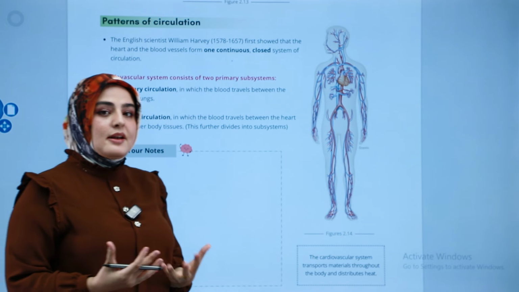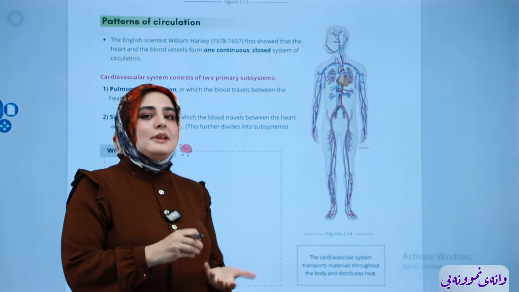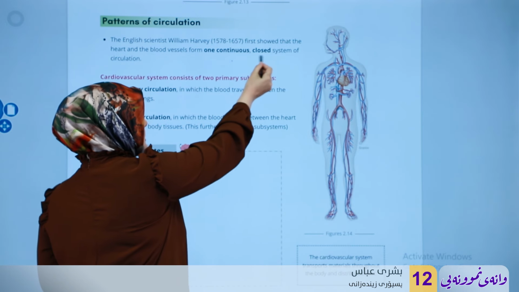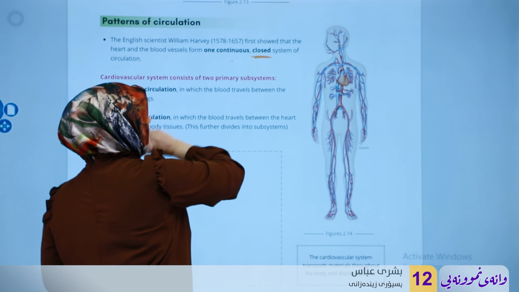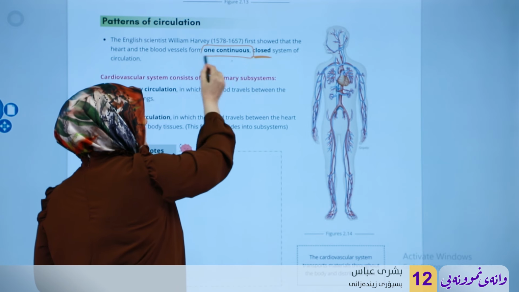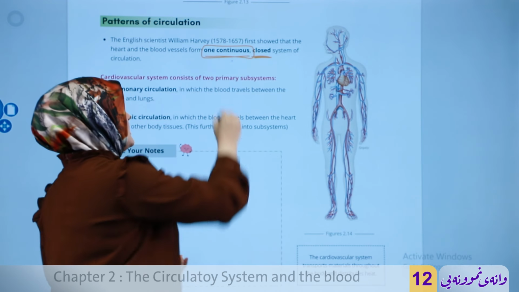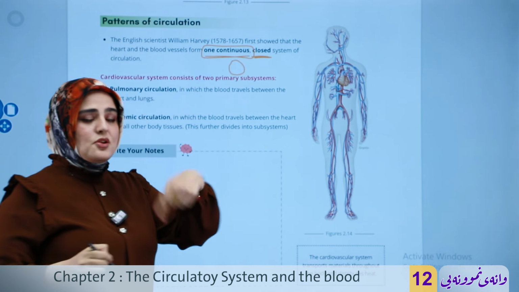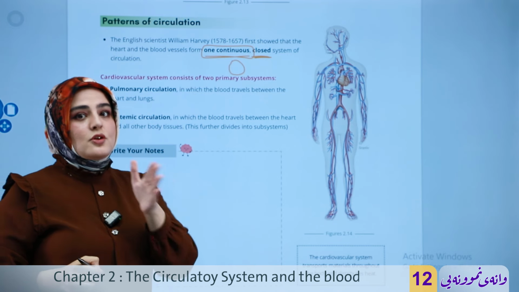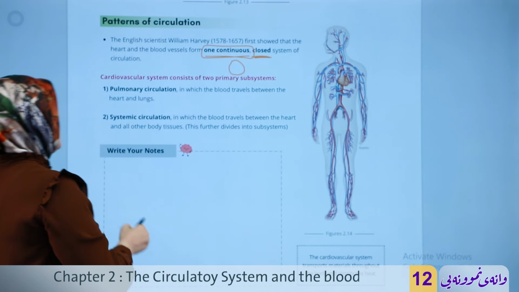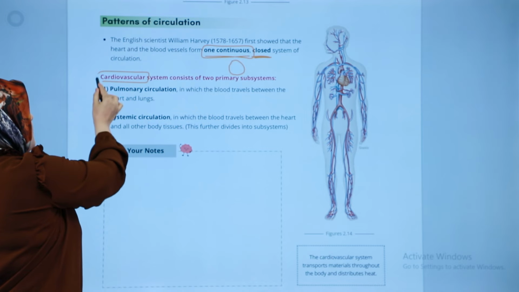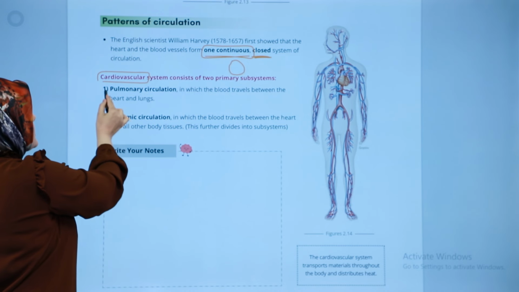Since in the human body the blood never leaves the vessels and the heart, we call it a closed system. That's first. Another one, it's called continuous, all right? Because it moves throughout and comes back to the same place. It's a circulation. That's why it's called one continuous closed system. All right.